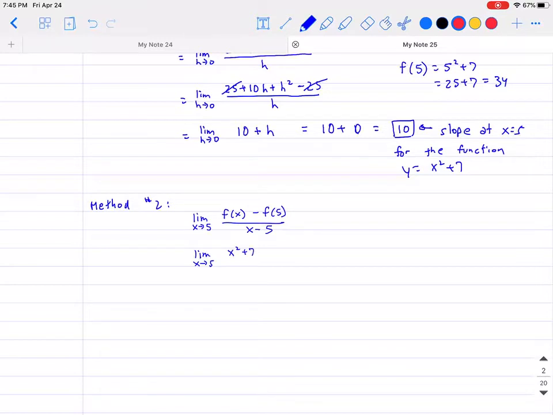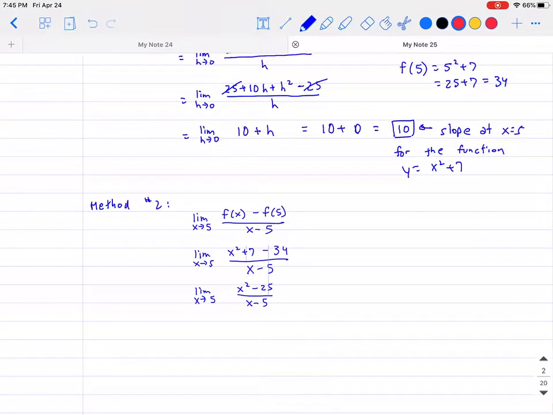Again, replacing f of x with the function: limit as x approaches 5, we have x squared plus 7 for f of x. And earlier we solved for f of 5, which turns out to be 34. So I'll go ahead and make a direct substitution as well. So x minus 5 is still in the bottom. Now, in the numerator, we see that the 7 and the negative 34, we can combine that, giving us x squared minus 25 over x minus 5.